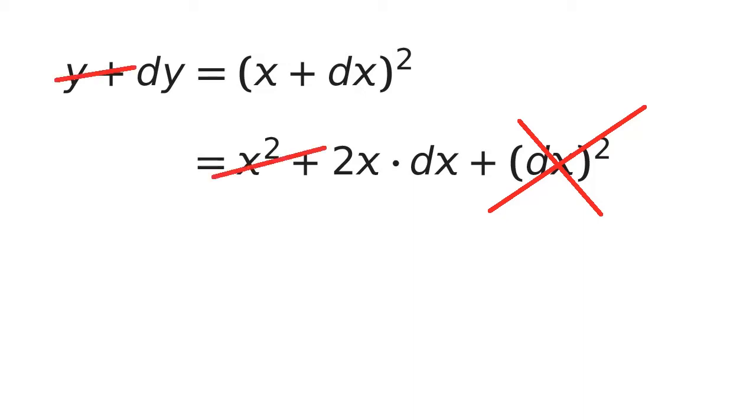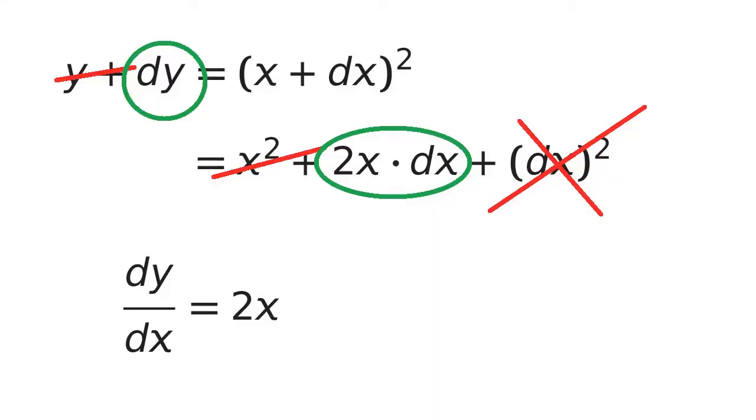We'll pull the y out from both sides of the equation, which means take the y out of the left and the x squared out from the right. And now we have dy equals 2x times dx. Rearrange, divide by dx, and then our final is dy by dx equals 2x. And this is what we were looking for.